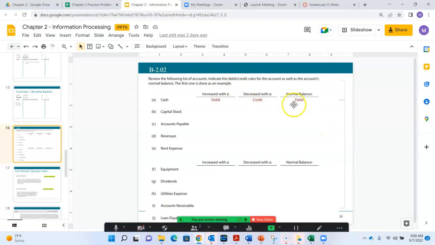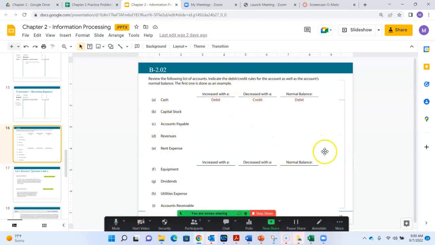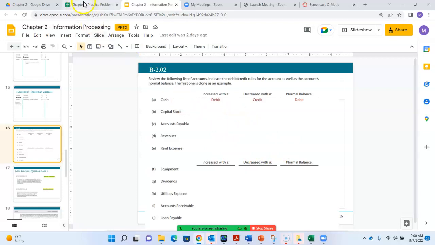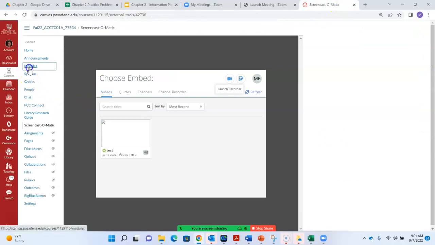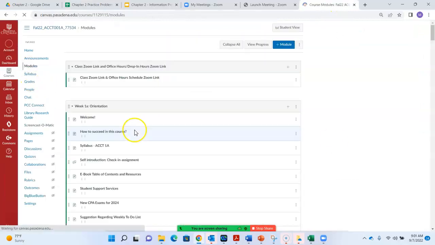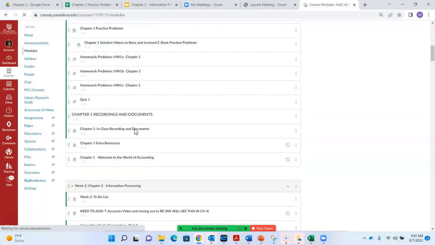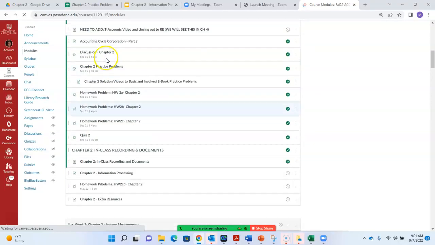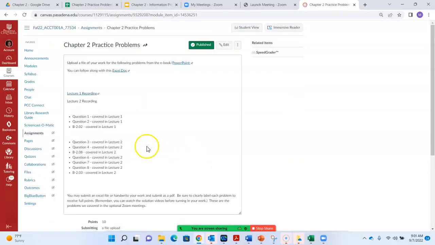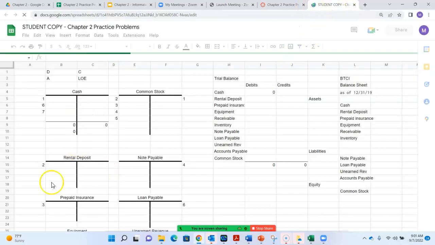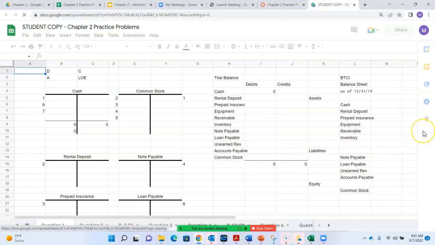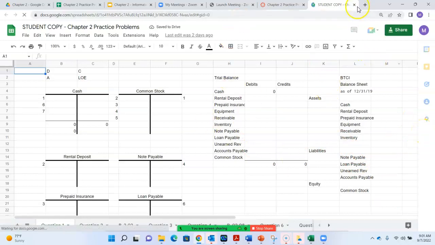So this is the last practice problem that we did together if you watched the part 1 recording for chapter 2. And I also have this document listed for you guys to follow along if you would like. I'll show you where to access it. If you go to the chapter 2 practice problems, you are free to follow along with this Excel doc. And notice that this says student copy, so it's blank for you to follow along with the video. So that's there if you would like to use it.